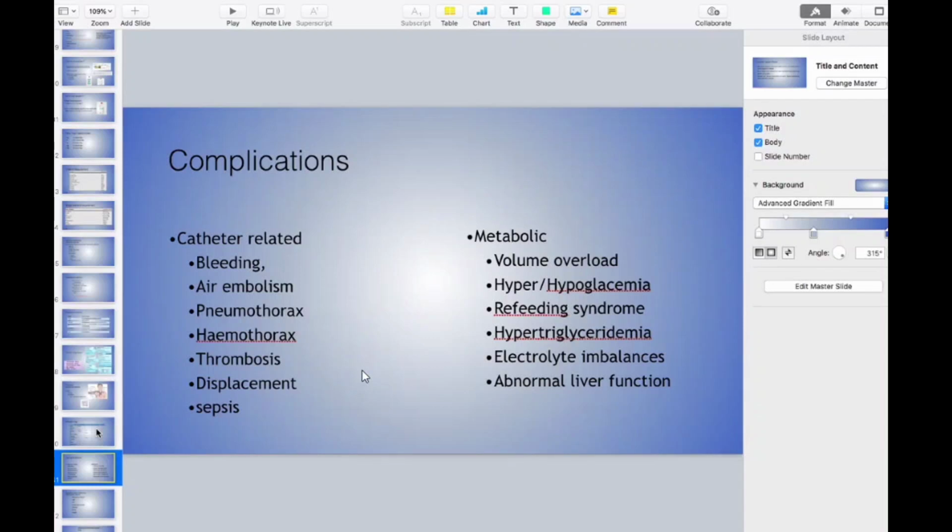Now assume that you want parenteral nutrition, you send the patient to theater for the central line insertion. The patient came back after central line insertion. You have to look for these complications. There can be immediate complications and late complications. Line related sepsis is very common in patients who are on parenteral nutrition, so make sure you observe this patient for sepsis. And the other problems with parenteral nutrition: it can have volume overload, hyperglycemia and hypoglycemia, and refeeding syndrome.